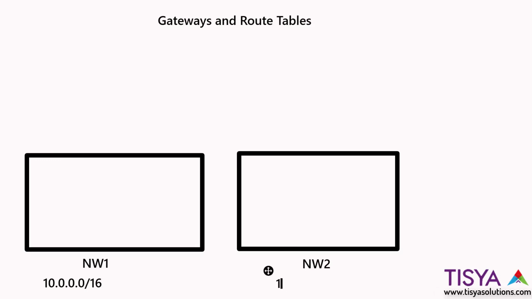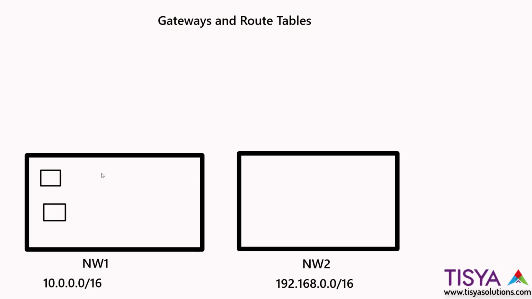For example, I have set up 192.168.0.0/16 as the CIDR for network 2 and 10.0.0.0/16 for network 1. Given that this is the CIDR for both these networks, we also know there could be subnets within them. Each network would have its own subnets. We will not worry about it.